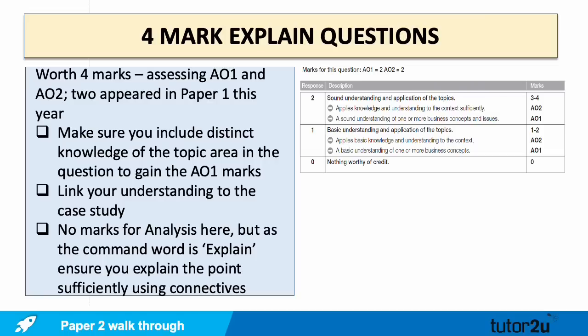And you can see here the mark scheme attached to 4-mark explain questions. So to get to level 2, 3 to 4 marks, you need to apply your knowledge and understanding to the context sufficiently. So good quality context, so maybe a couple of references or 3 references to the case study, dependent on your point that you're making. And then you need to show a sound understanding of 1 or more business concepts and issues. The questions tend to ask for 1 point in terms of the 4-mark explain questions. So make sure you show enough depth and understanding of the topic area to get those 2 marks.